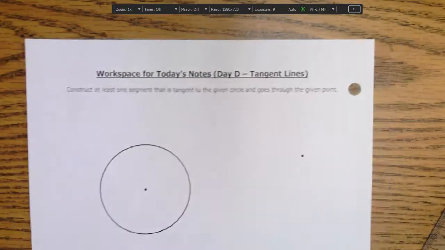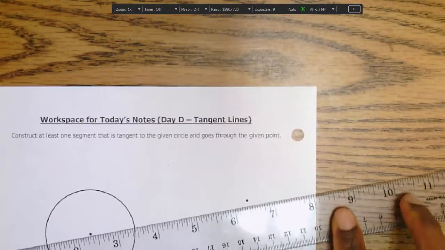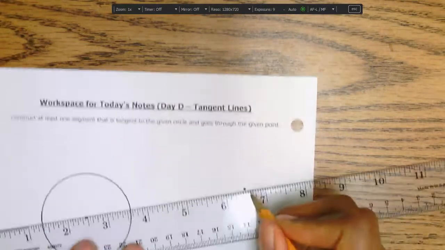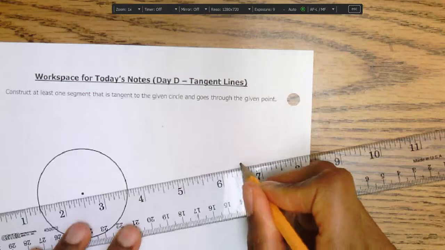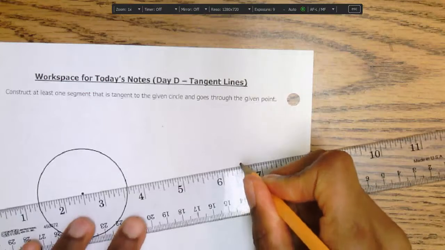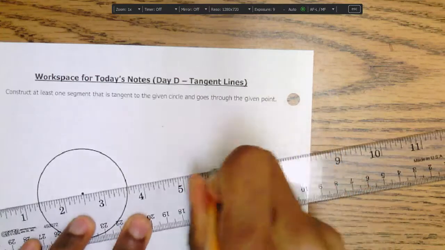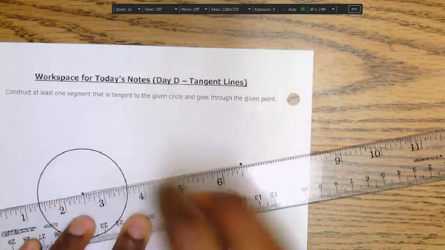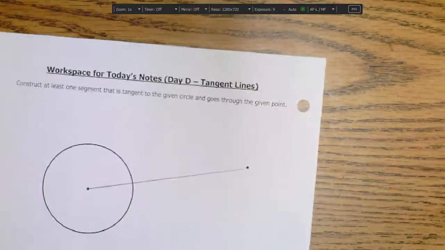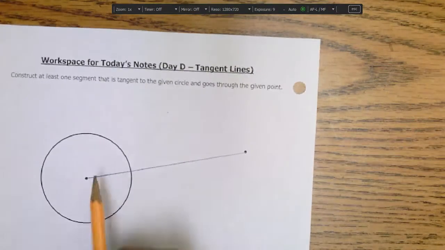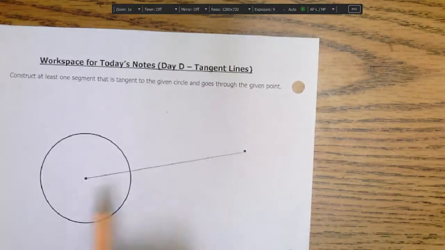So the first thing you want to do is connect the center of the circle with the point through which you want your tangent line. So connect these 2 points to form a segment like this. All right, now that you have a segment connecting the point and the center of the circle, we're going to go ahead and construct the perpendicular bisector.